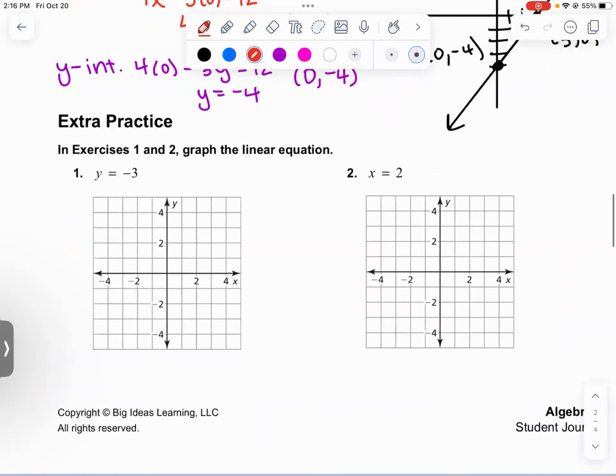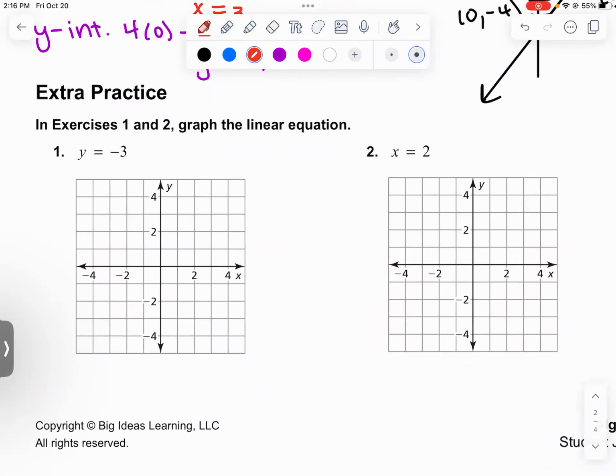Please turn the page, and you and your elbow partner, please graph these two. Okay, so it's the next page. I got 1 and 2. No. I'm sorry, I didn't mean turn a page, I meant go to the next page.